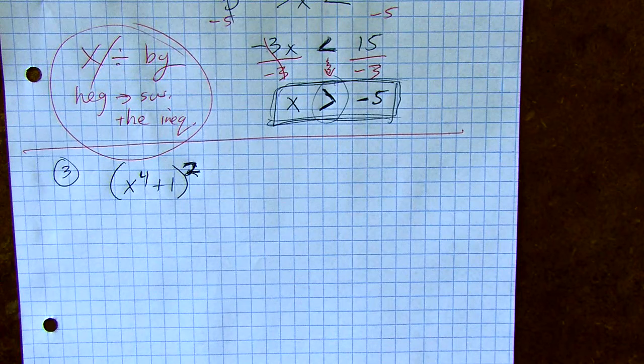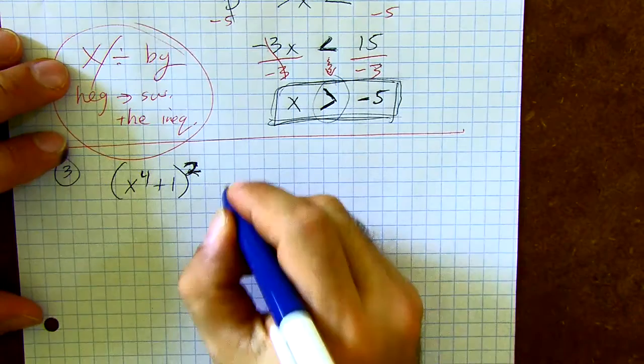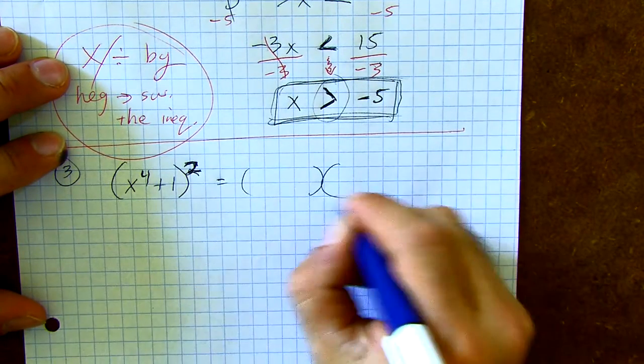X to the 4th plus 1, that quantity, raised to the 2nd power. So you've got to just remember anything squared is that same value or quantity, it's just it times itself. So I'm going to start you out just by getting it to this phase, and then you've got to do one thing that we learned.